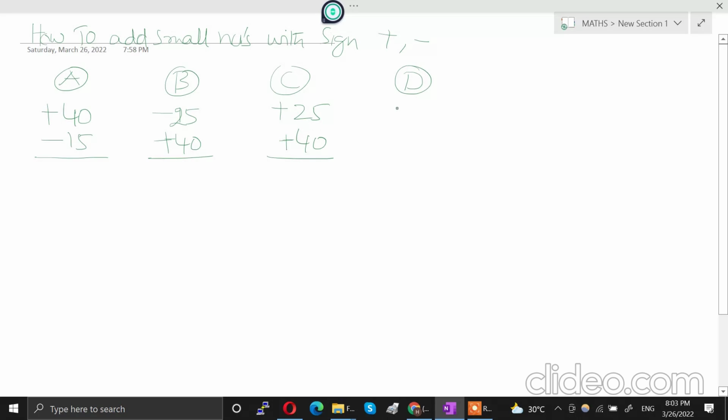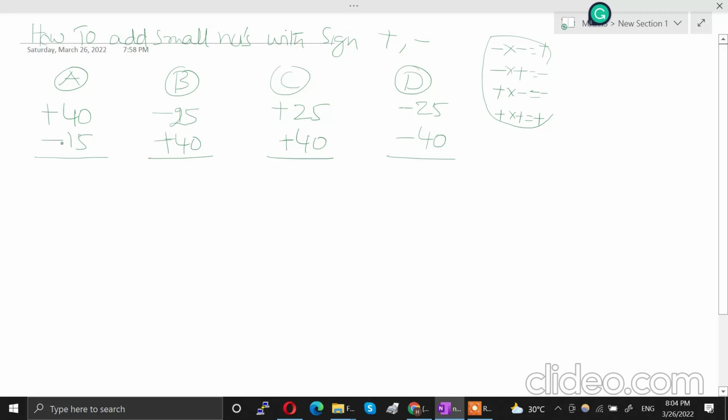Okay, the final example is both are minus, both are minus 25 and 40. So how do you do this? Many students get confused because they mix it up with the multiplication of numbers with signs. In multiplication, minus into minus becomes plus, minus into plus becomes minus, plus into minus becomes minus, and plus into plus is always plus.